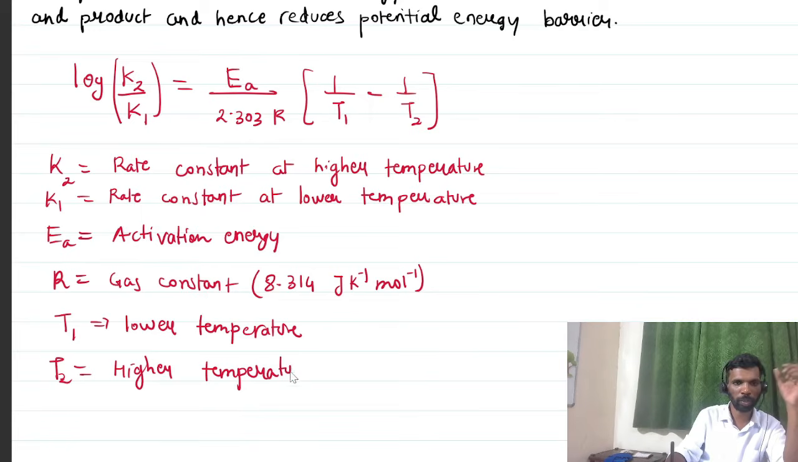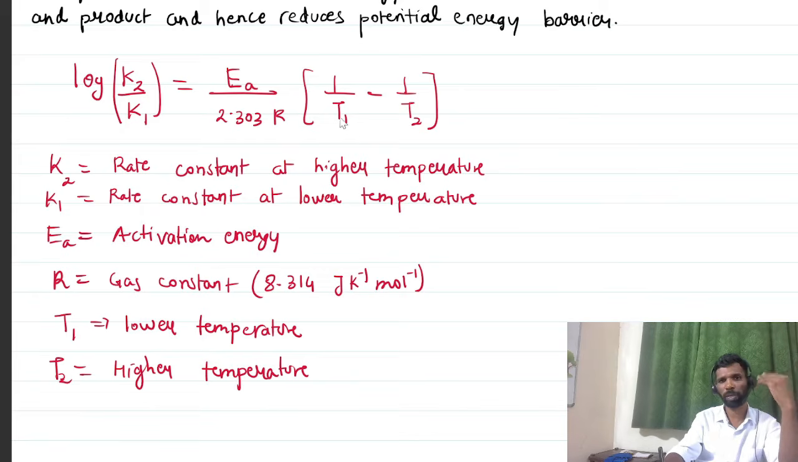But many times students have a difficulty, and it is very simple. Sometimes they write 1 by T2 minus 1 by T1, putting the higher temperature first. Understand one thing: if you put the higher temperature first, that whole term will become negative, and we don't want negative terms. Always understand that T1 is the lower temperature, so you have to write it this way. Okay, we'll put in the terms.